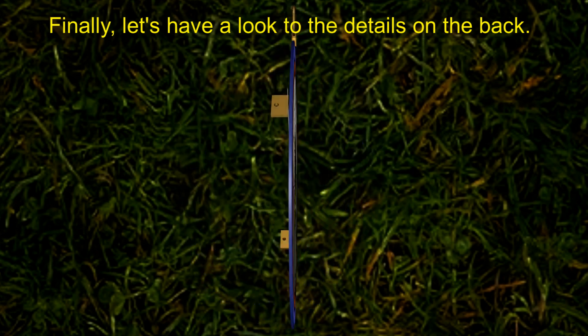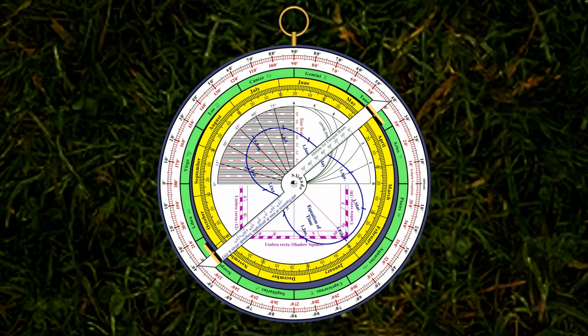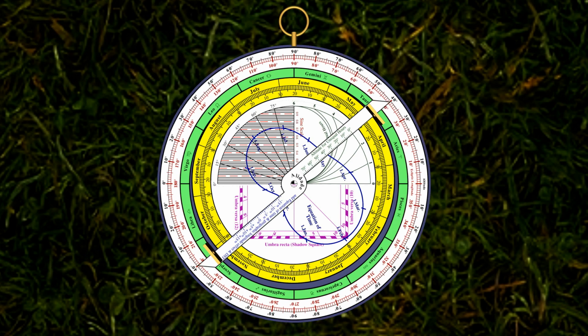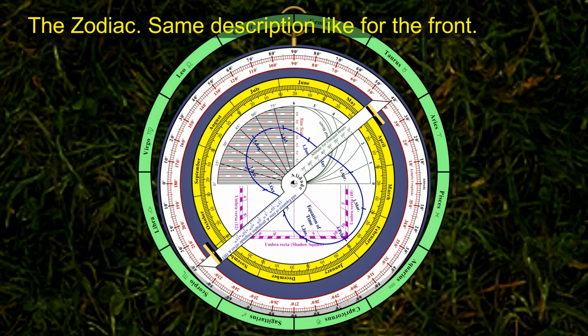Finally, let's have a look to the details on the back. The inner circle with the ecliptic longitude, and the outer circle for measuring the altitude of the sun, star or object. The zodiac. Same description like for the front.